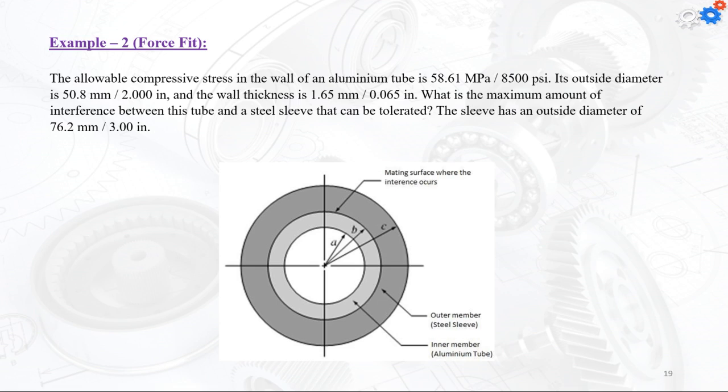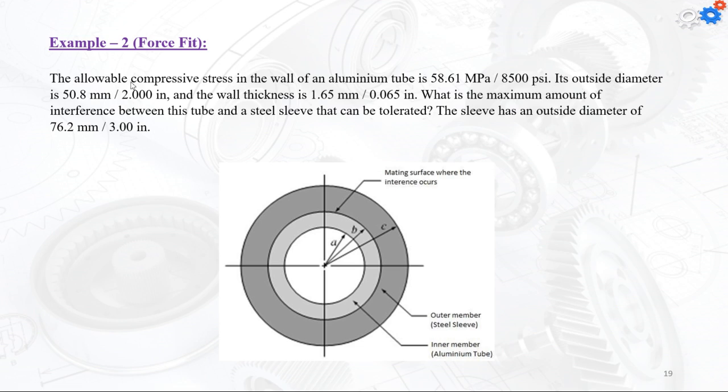Its outside diameter is 50.8 millimeter or 2 inches, and the wall thickness is 1.65 millimeter or 0.065 inches. What will be the maximum amount of the interference between this tube and the steel sleeve that can be tolerated? The sleeve has an outside diameter of 76.2 millimeters or 3 inches. So let's understand what's happening here.